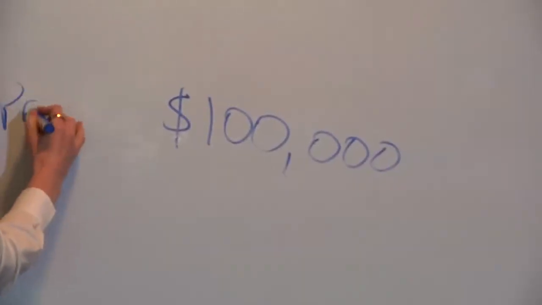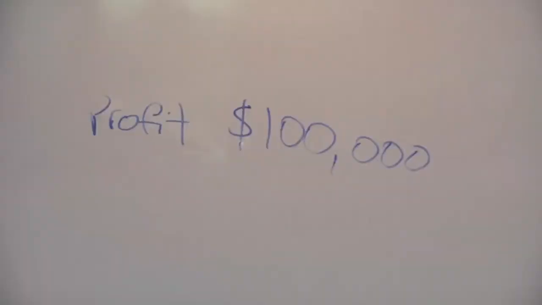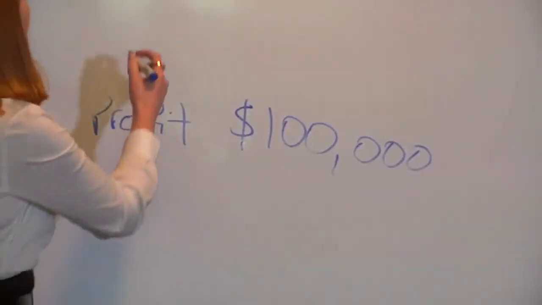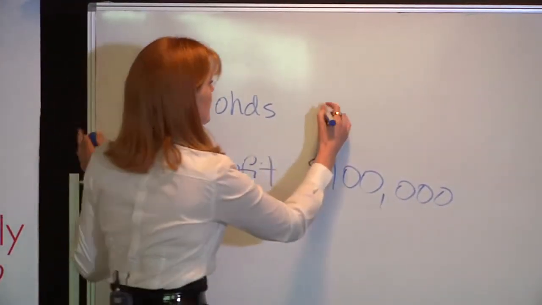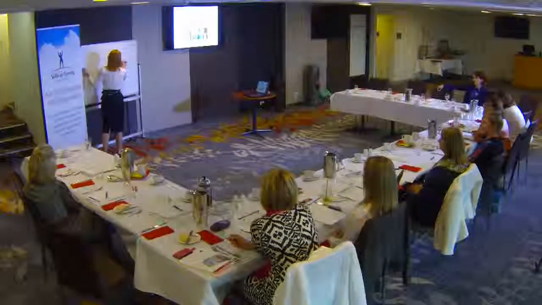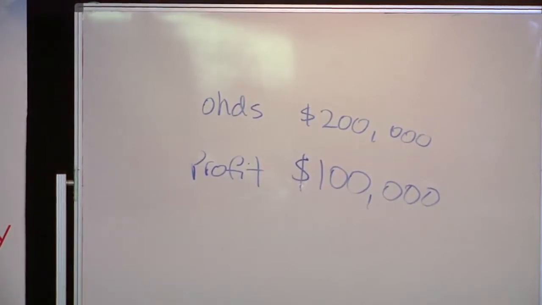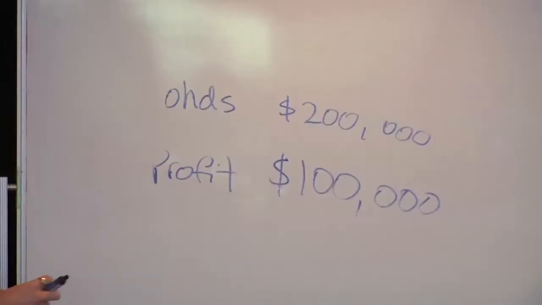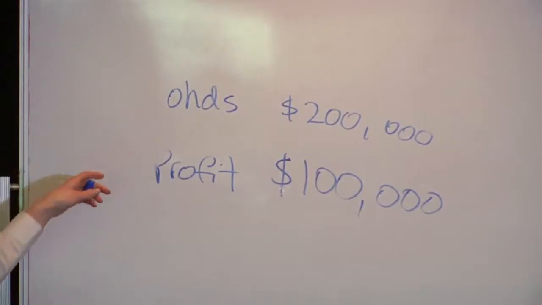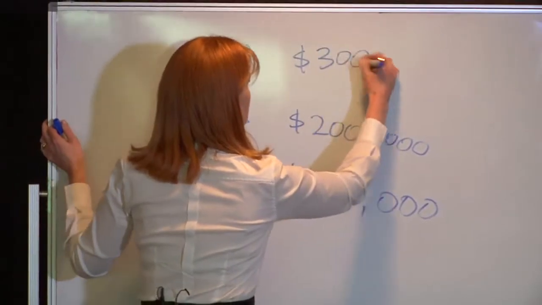So if we want our profit to be $100,000, once we've set that target, what we need to do then is work out what we need to sell in our business to get that profit. So if we know that it costs Suzanne $200,000 to run her business. Now that $200,000 is made up of wages, advertising, insurance, stationery, rent, all of those costs that it takes to run the business. So in Suzanne's business, that costs her $200,000. So that means that she needs to sell or invoice $300,000.